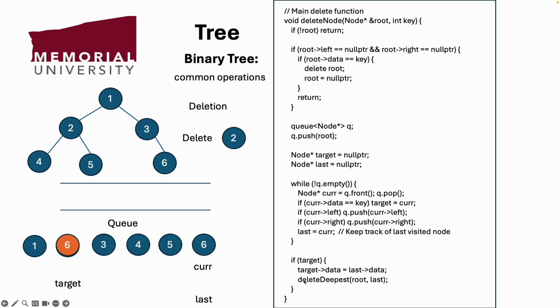And then we process the deletion for node 6. There's another function we call delete deepest node. We pass the root and pass the last. The last pointer is pointing to node 6, and it processes the deletion. All right, so this is the main delete function, to apply the deletion operation in the binary tree.